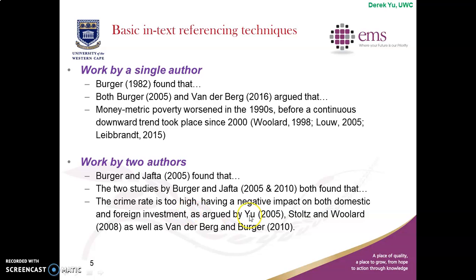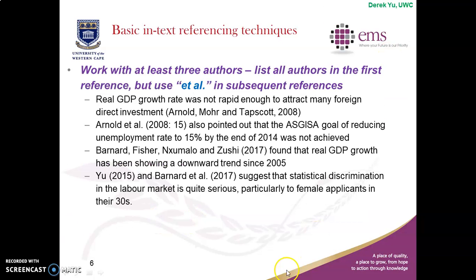This is another example. The crime rate is too high, having a negative impact on both domestic and foreign investment, as argued by Yu, 2005, Stolz and Woolard, 2008, as well as van der Berg and Berger, 2010. You can see I use as well as instead of and because I don't want to use and so many times in the same sentence. So all three studies found the negative impact of crime rate on investment in the country.